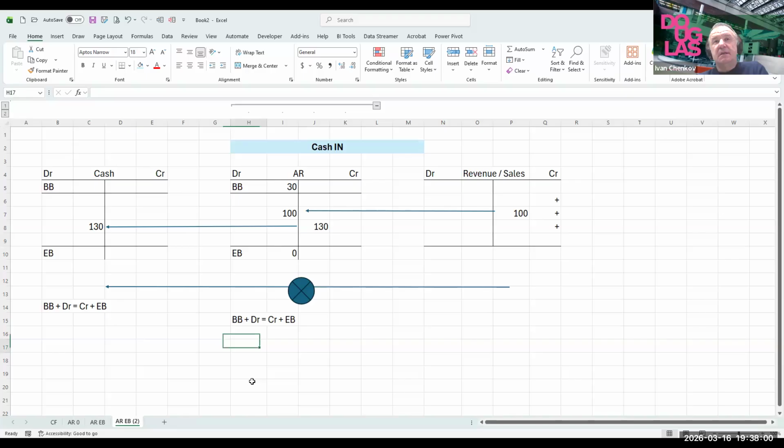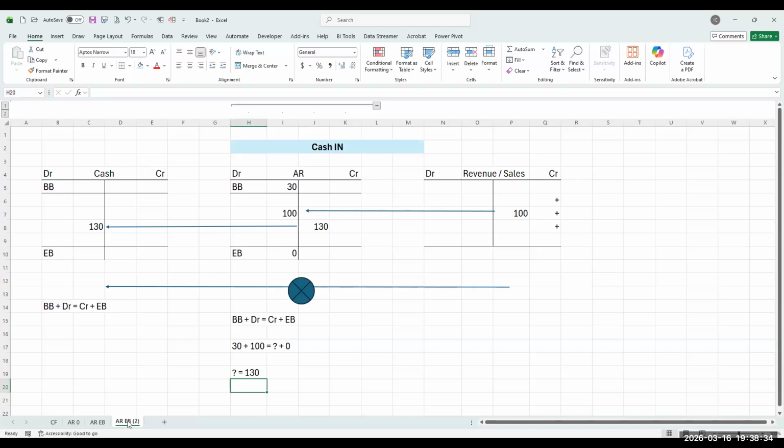How are we gonna express it here in the formula? The formula will be 30 plus 100 should be equal to I don't know how much plus 0. And once we flip it, that means I collected 130. Question mark is equal to 130 here. So far, so good? Okay, let's go further then.